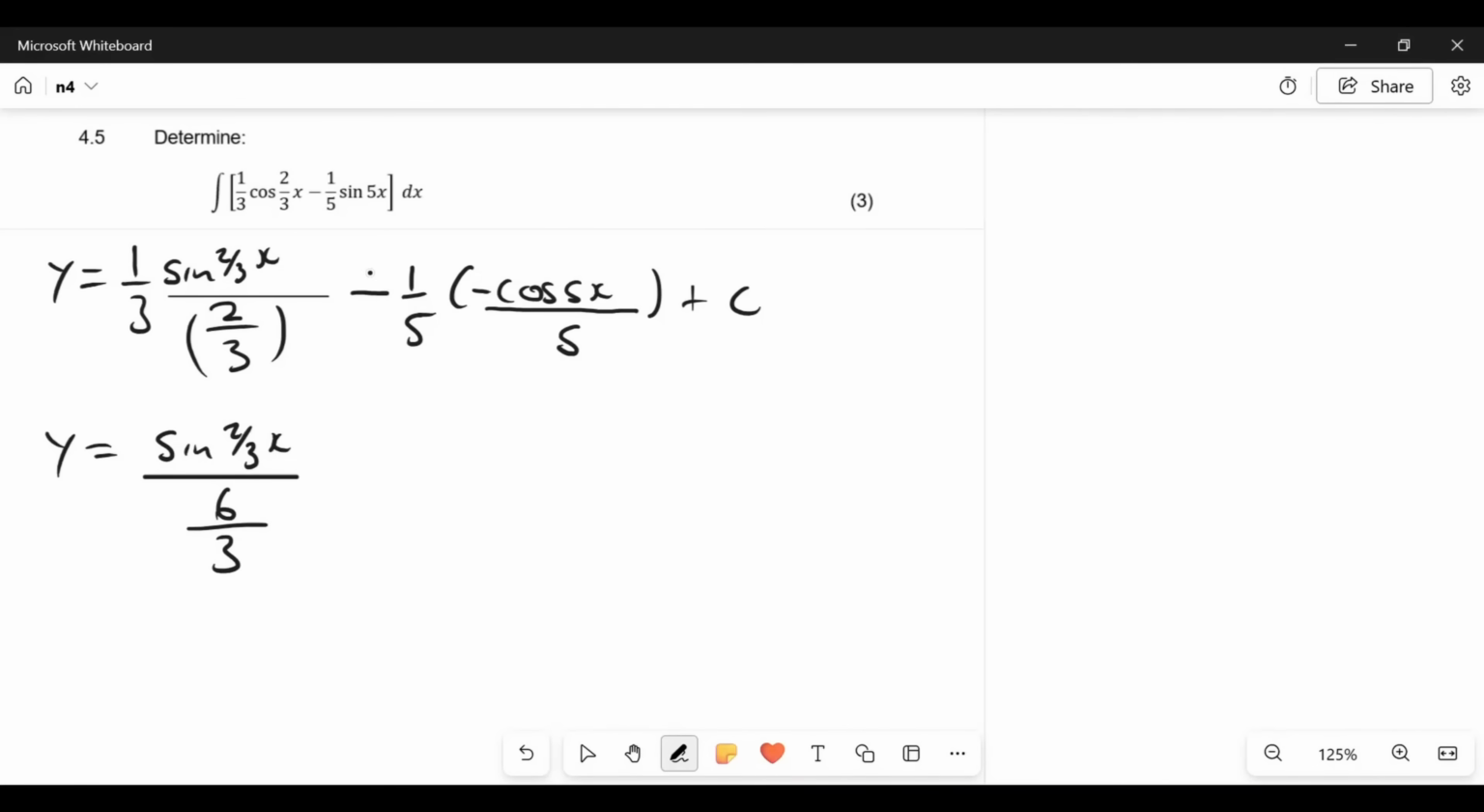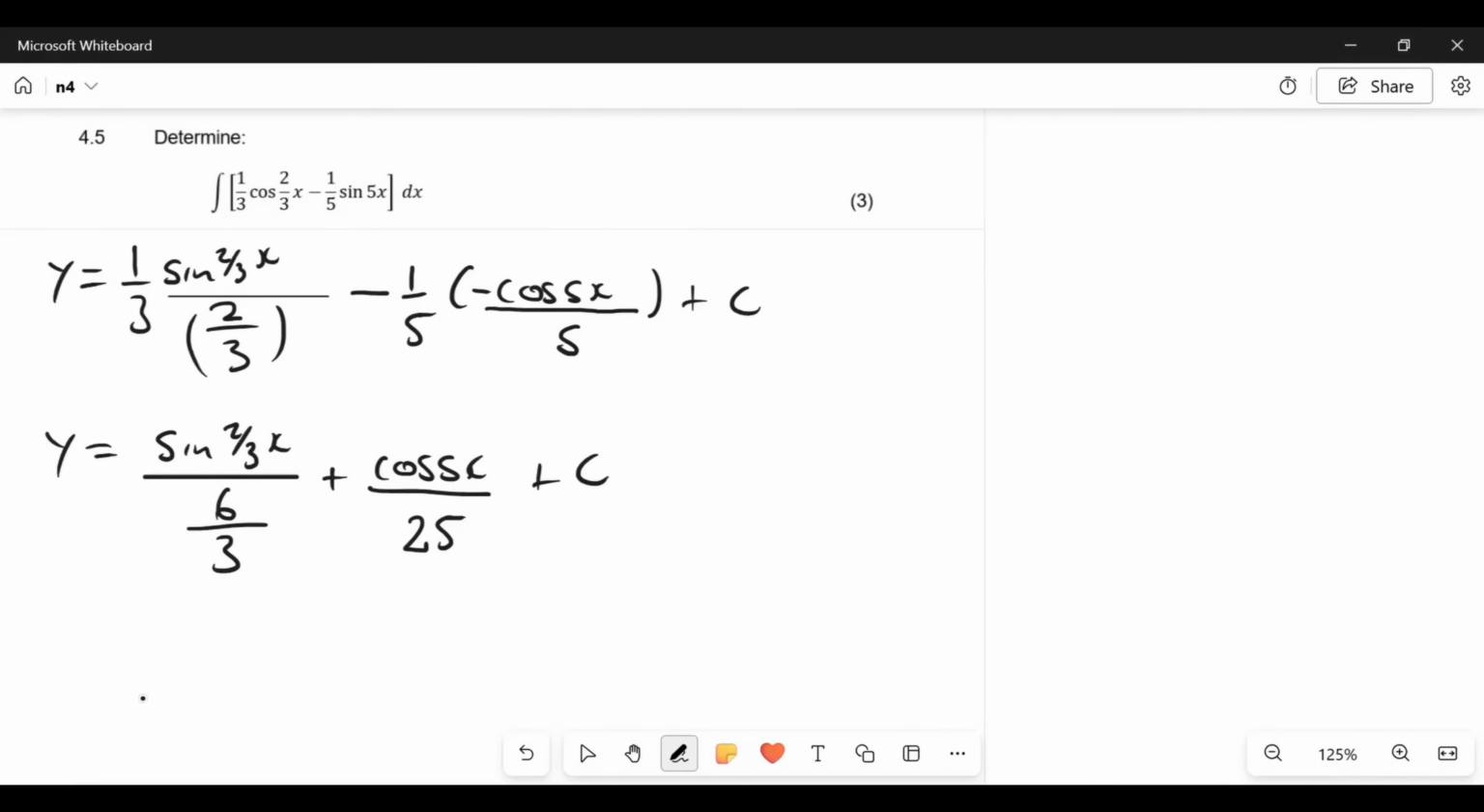And then the next term we have this minus and that minus. They're going to give us a positive there. If we multiply, this is going to give us cos 5x on the numerator, divided by, on the denominator we have 5 multiplied by 5. It's going to give us 25 plus c.